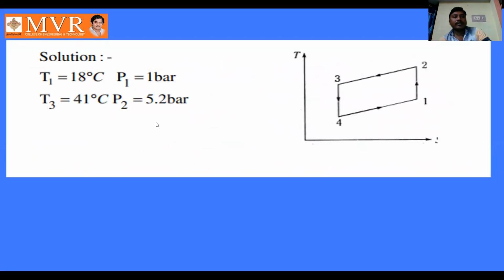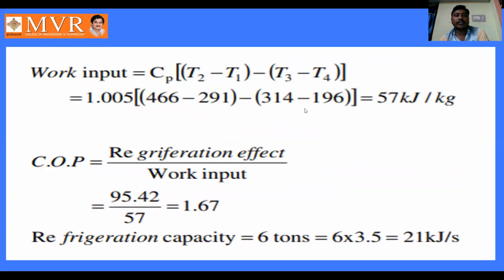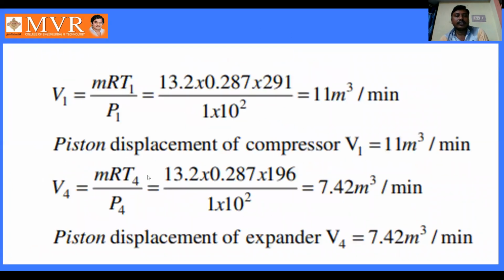See, T4, we know the general equation that T3 by T4 is equal to P3 by P4 whole power gamma minus 1 by gamma. Hence we have substituted here the T4 value as 196 by P4. We already know P1 is equal to P4. Hence we are taking the same value as 1 into 10 square. Hence we have got V4 is equal to 7.42. Piston displacement of expander V4 is equal to 7.42 meter cube per minute.